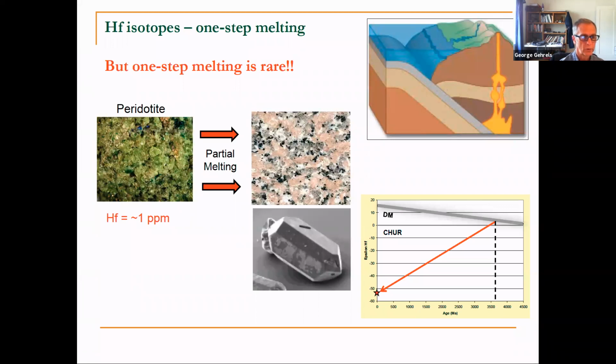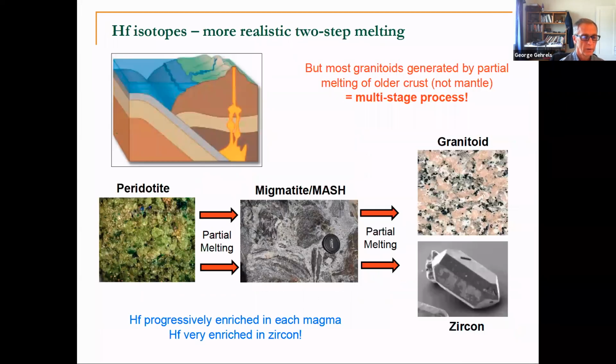We'll go to the next one. This is a rare process, the next slide. This is a little bit more common.